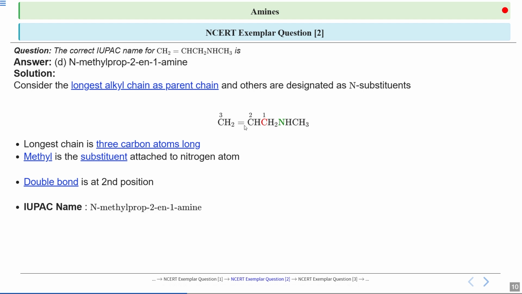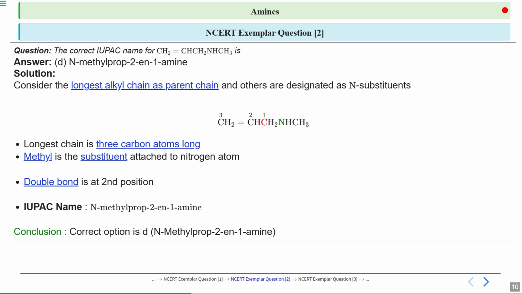So if you'll see the IUPAC name, it will be N-methyl prop-2-ene-1-amine. Okay, so this 2 shows the position of the double bond, and this 1 over here shows that nitrogen is attached to the first carbon. So this is the correct IUPAC name for this particular compound. So that is our option number D, N-methyl prop-2-ene-1-amine, which is the correct answer for this question.